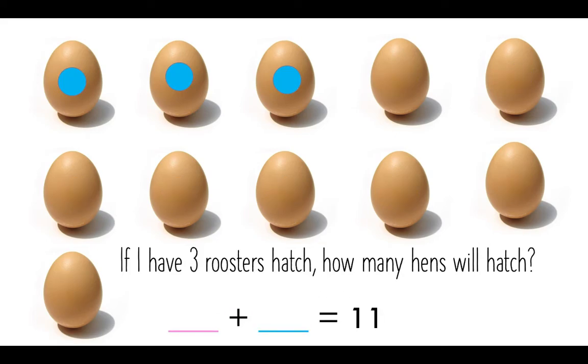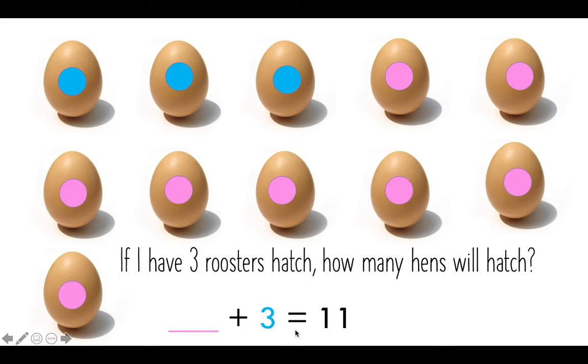I have another problem for you now. If I have 3 roosters hatch, how many hens will hatch? Well, I already know my first step is to count how many roosters we had. And we had 3. That's why we have 3 blue dots. 1, 2, 3. But how many hens are we going to have? Well, I know that I can count and I can put pink dots on the rest. So let's count. 1, 2, 3, 4, 5, 6, 7, 8.